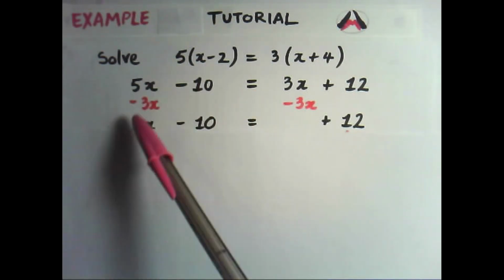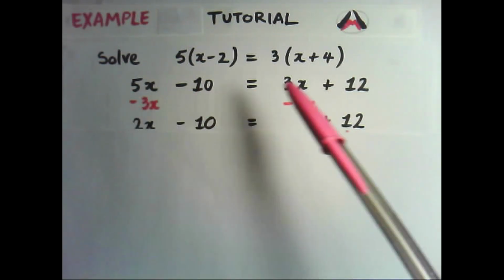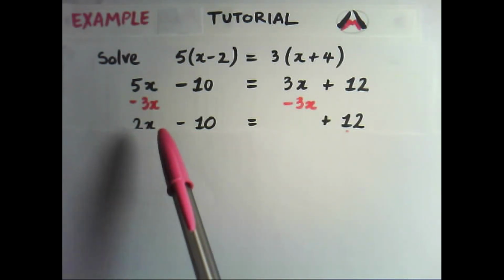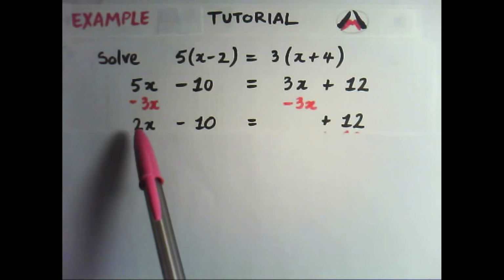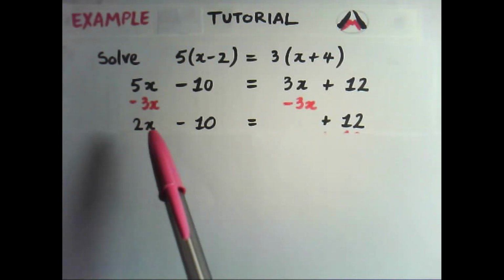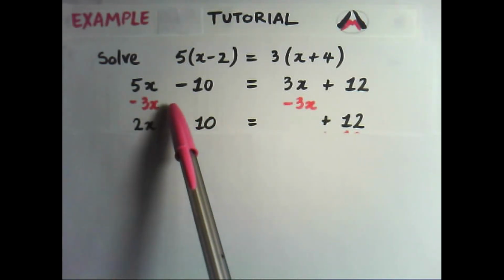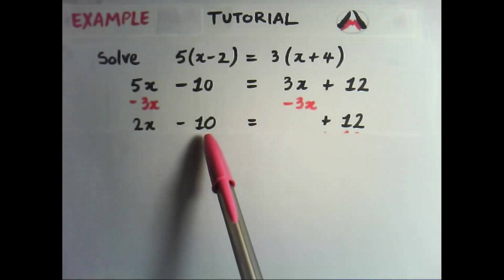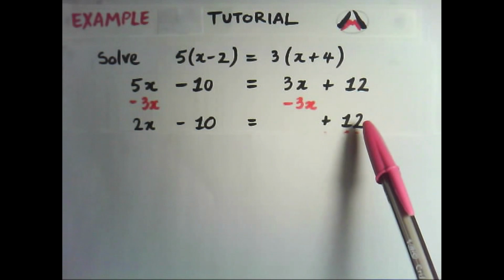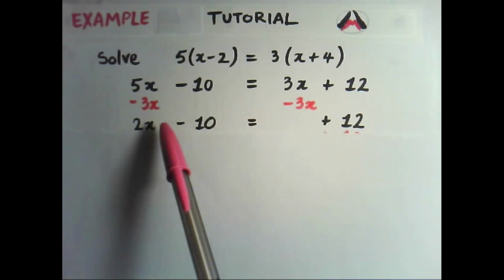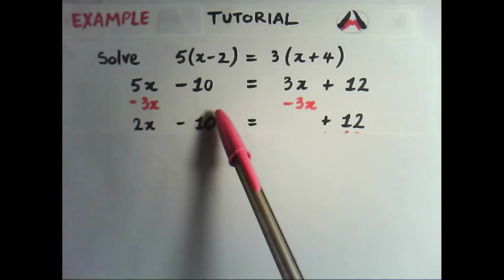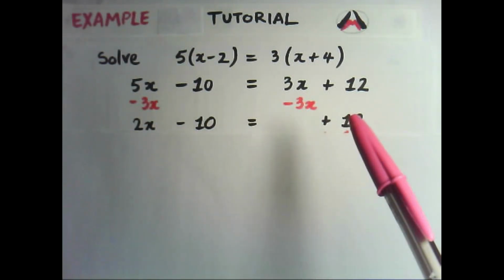Now the numbers remain the same, nothing's actually happened to the negative 10 and the positive 12. But of course, now that we've established the x's on the left hand side of the equal sign, what we want to do is try to eliminate this negative 10 so that we can collect all the number terms on the right hand side of the equal sign. So the opposite or the inverse of negative 10 is positive 10.